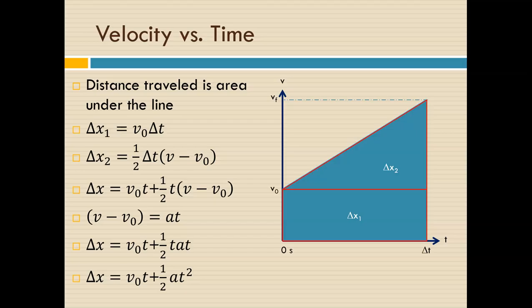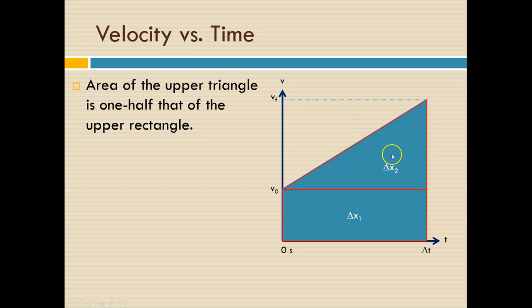Okay, let's do another one. This one's going to be a little bit fun. This is where we're going to play a little bit of geometry. Okay, let's take a look at that top rectangle. When I'm talking about the top rectangle, I mean the rectangle that starts at V0, goes up to VF, goes across to delta t, comes back down to V0 and back across. Let's look at that rectangle right there.